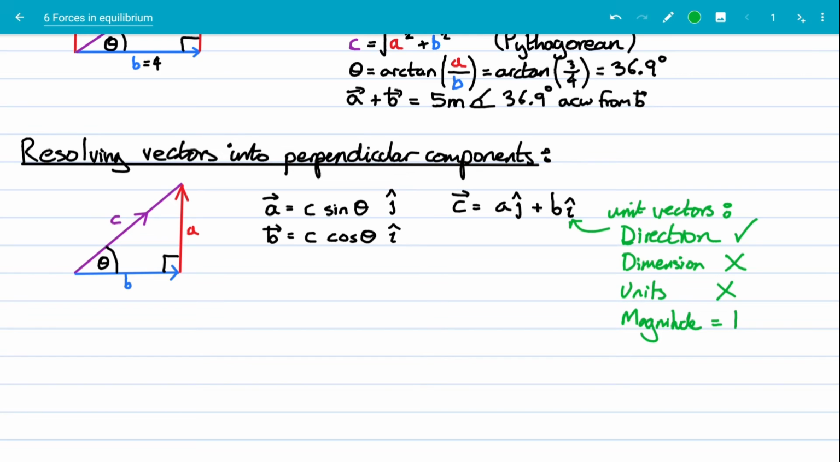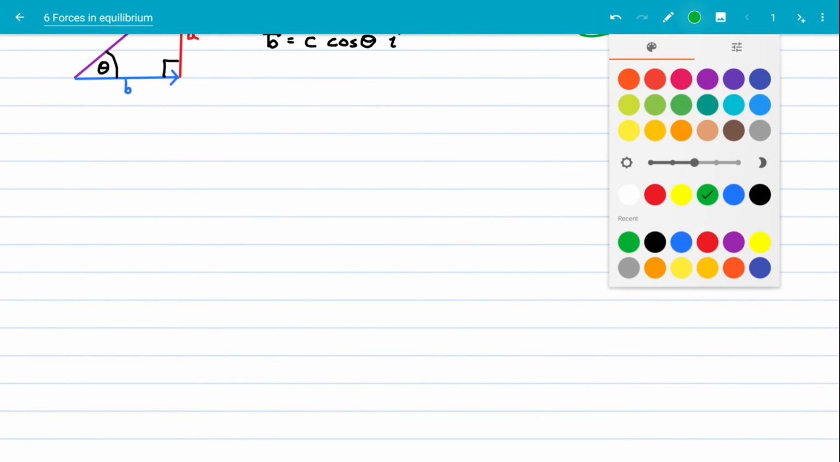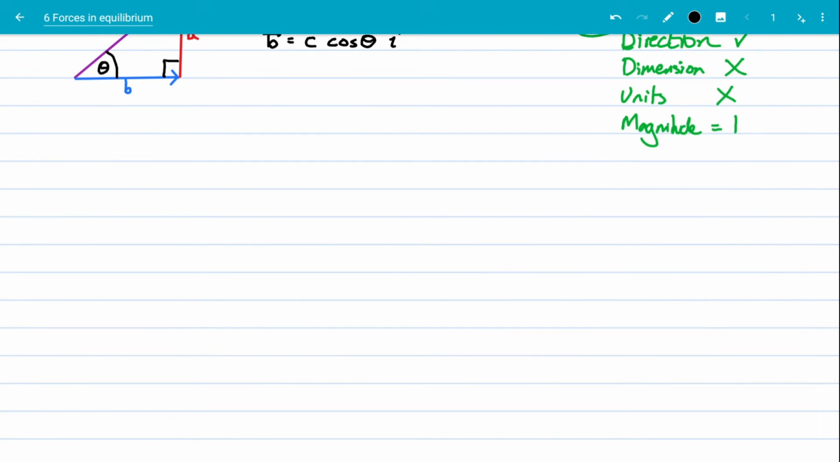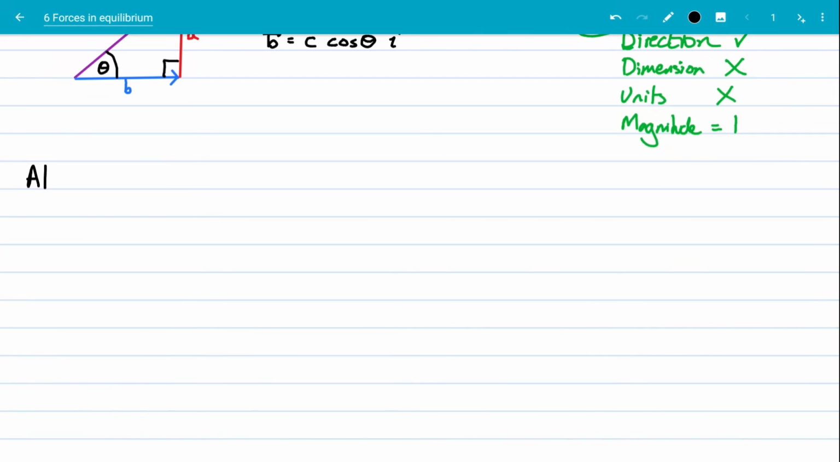So we could represent our vector like that. Okay, so this is how we resolve our vectors into perpendicular components. Why should we do that at all? Well, let's suppose I'm now going to algebraically add, and I think this is going to be the last part of this lesson, two vectors together, but they're not perpendicular. So let's just make a note of algebraic addition of non-perpendicular vectors.